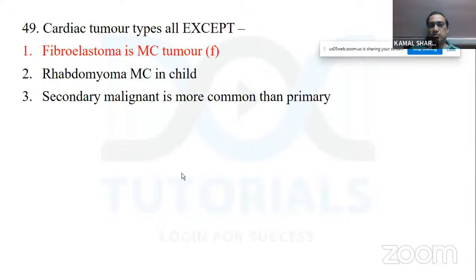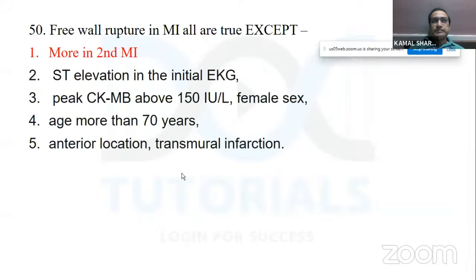Again, in this INI, you got one question. All are true except, so fibroelastoma is not the most common cardiac tumor. It's a myxoma, which is the most common cardiac tumor. Rhabdomyoma in children, and secondary malignancies being more common than primary, is also correct, because you are more likely to have metastatic malignancies reaching the heart through the IVC or by nearby structures through invasion into the pericardium, rather than a primary of the heart developing, and that option also was correct.